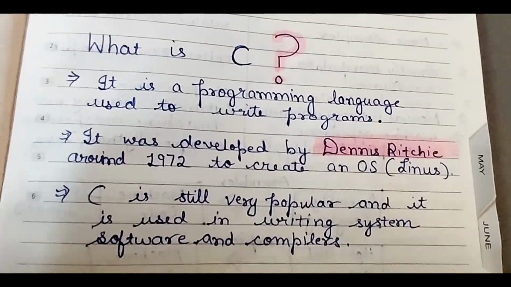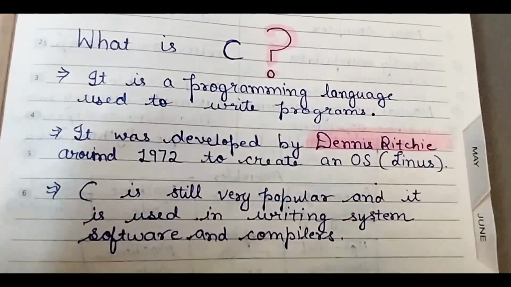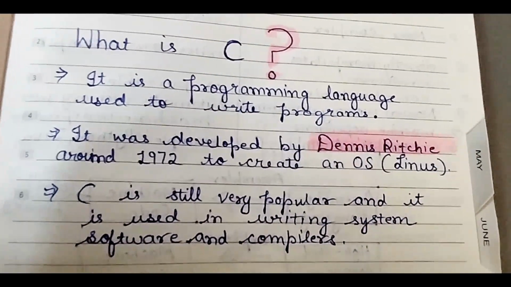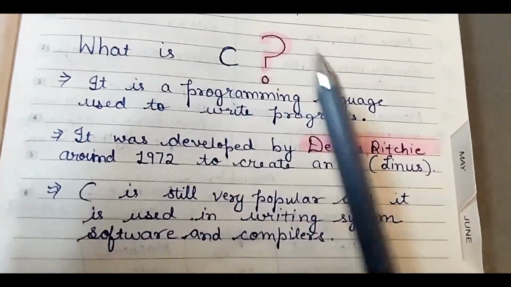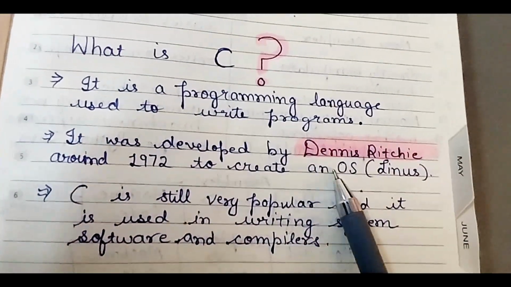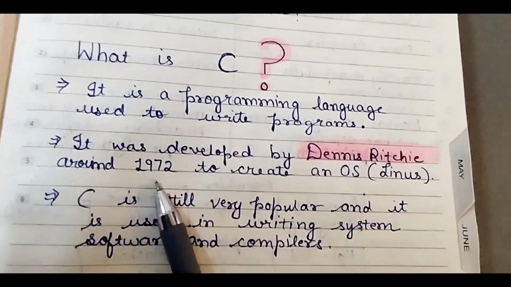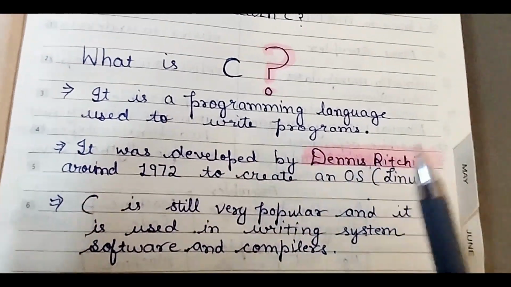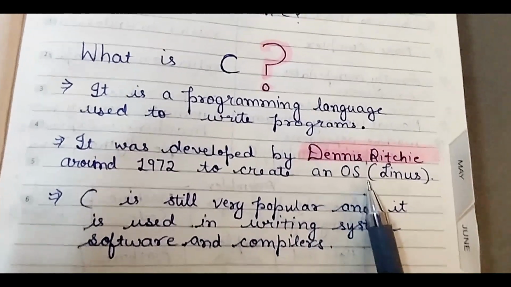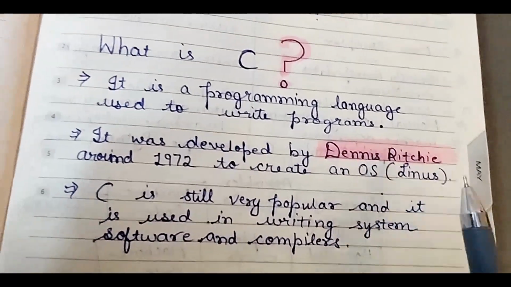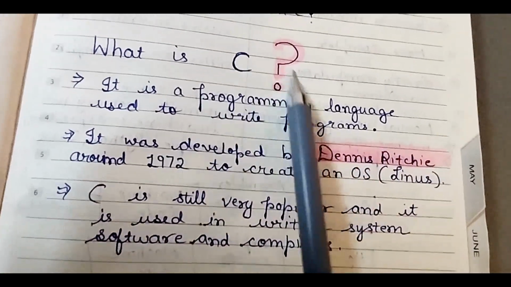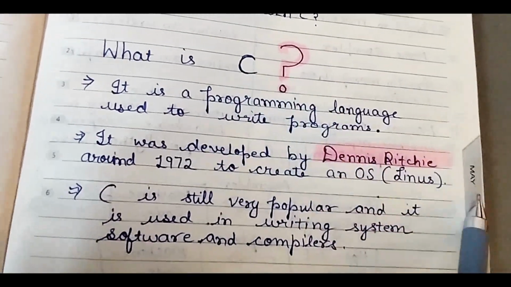And how can we do it? We can do it by the help of various programming languages. And C is the mother of all other languages. It was developed by Dennis Ritchie around 1972. So, Dennis Ritchie wanted to develop an operating system named Linux, and he used this C language to develop it.